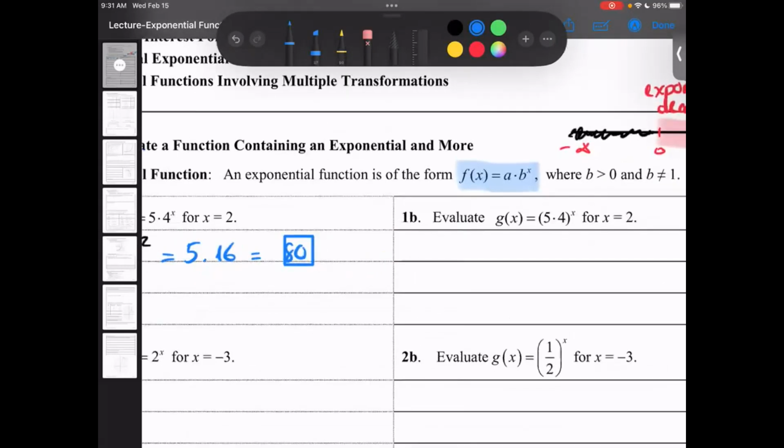In part b, I'm still evaluating at x equals 2, but it's slightly different. Here the quantity 5 times 4 is raised to the x power, or raised to the second in this case. There are many ways of doing this. You can distribute the 2, so 5 squared times 4 squared, or you can multiply inside the parentheses first, which gives the same answer. Let's multiply inside the parentheses first. So 20 squared is 400.